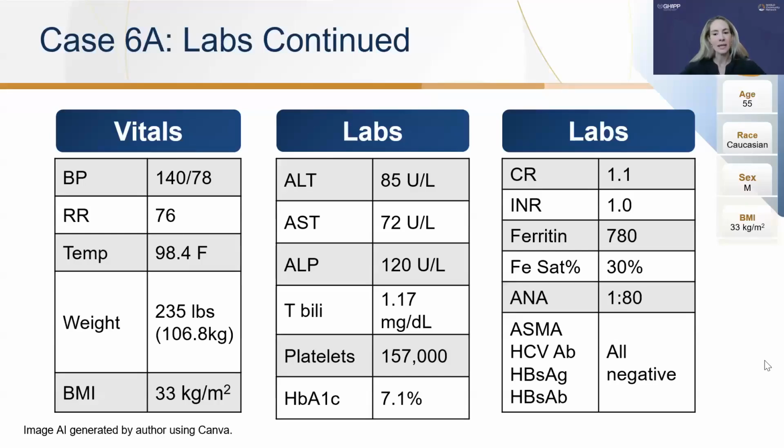His ferritin is significantly elevated at 780. So are we concerned about this? Are we concerned this patient might have hereditary hemochromatosis?